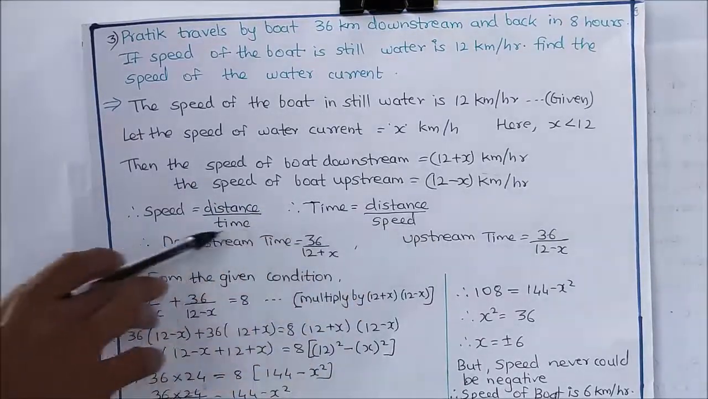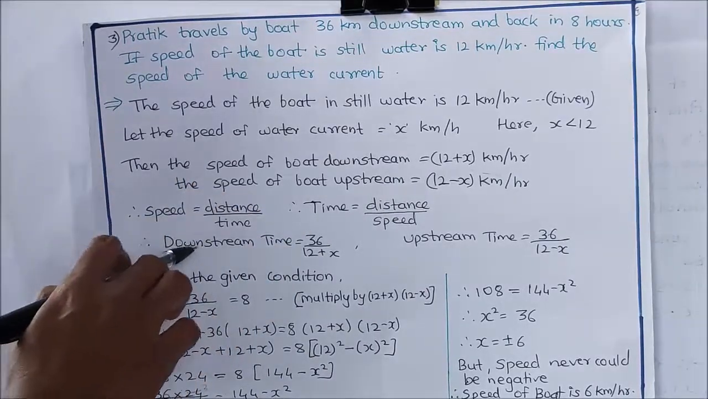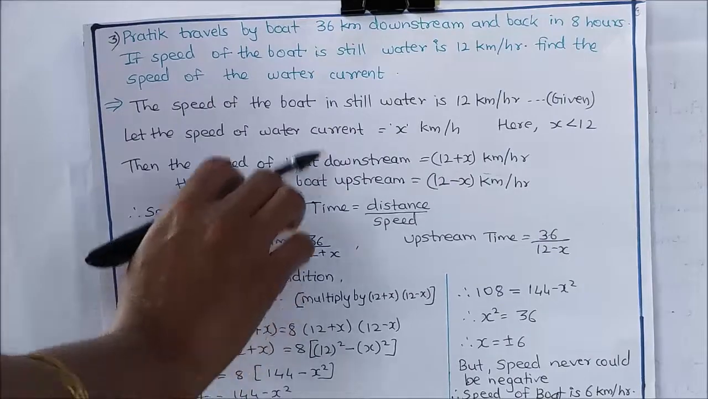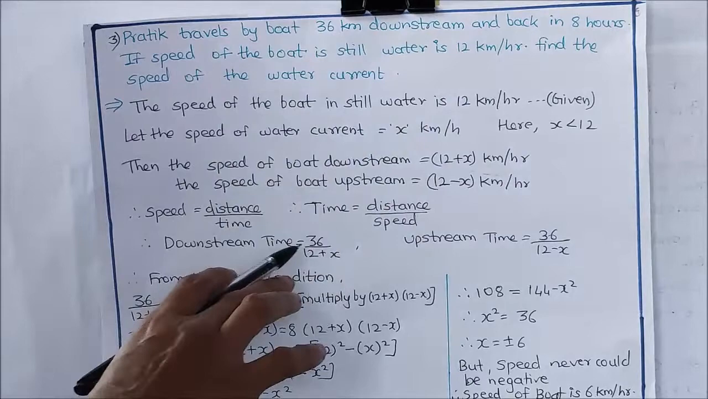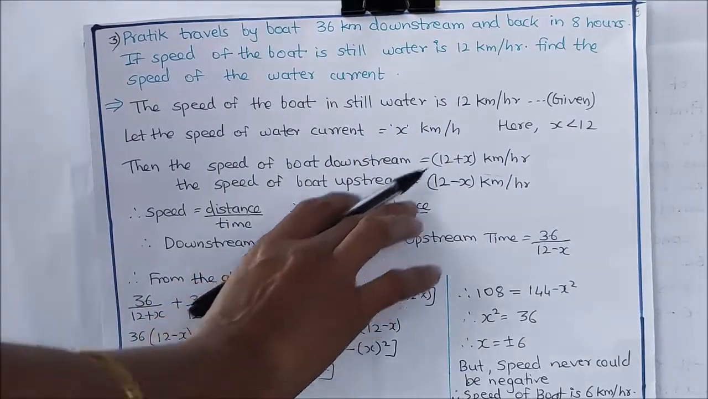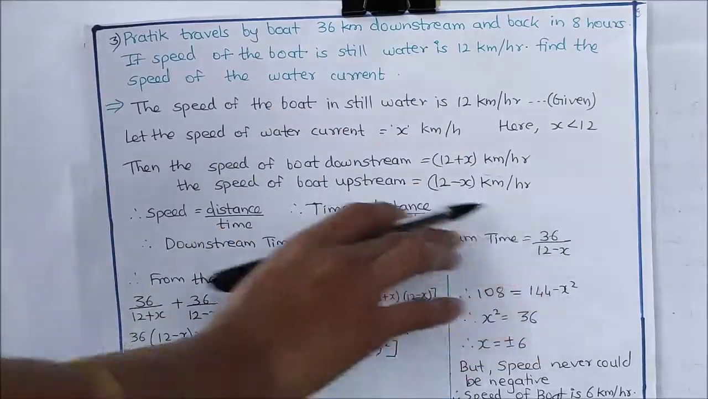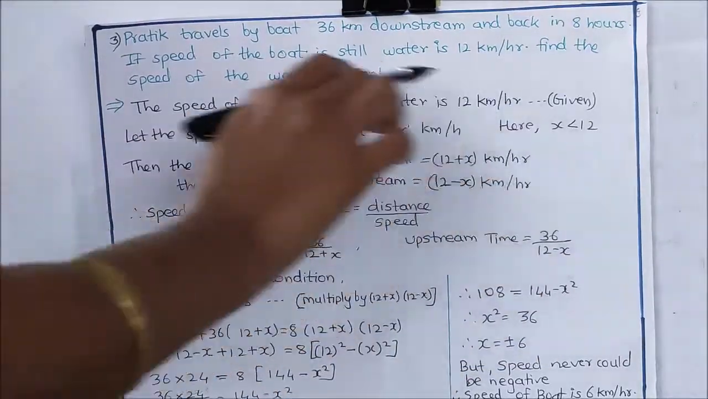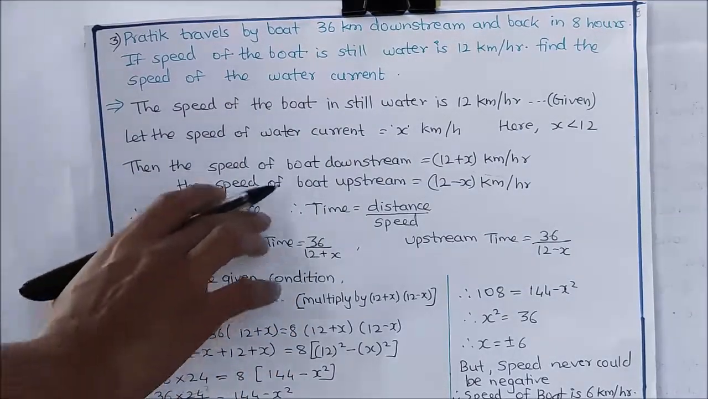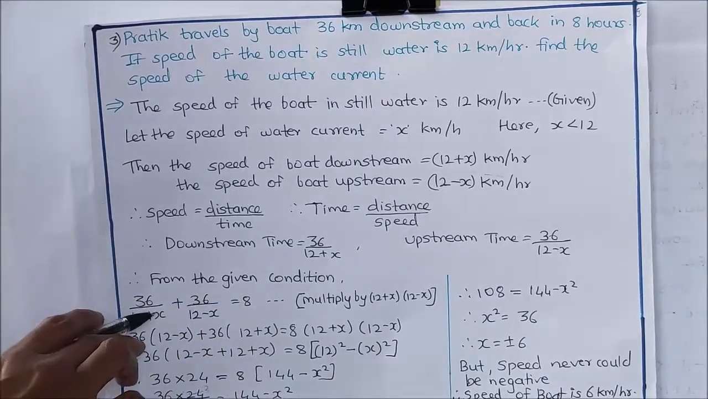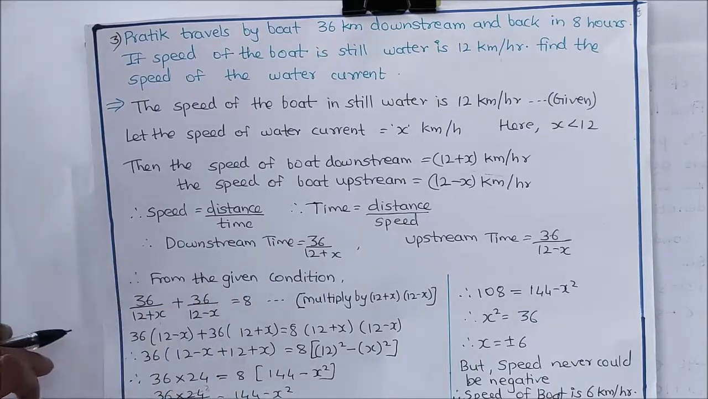Now, we will write in the form of upstream and downstream. Downstream time will be our what? The boat travels 36 km downstream. Therefore, 36 upon 12 plus x. And upstream timing will be 36 upon 12 minus x, as x is less than 12. Therefore, from the given condition, we can form an equation as 36 upon 12 plus x plus 36 upon 12 minus x equals to 8.